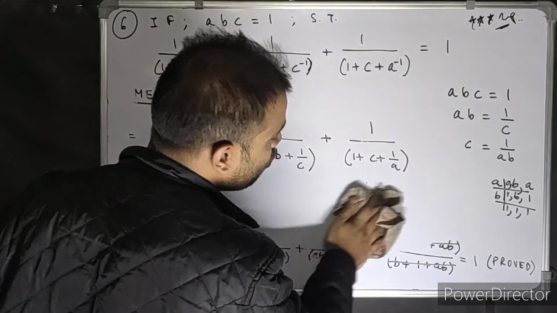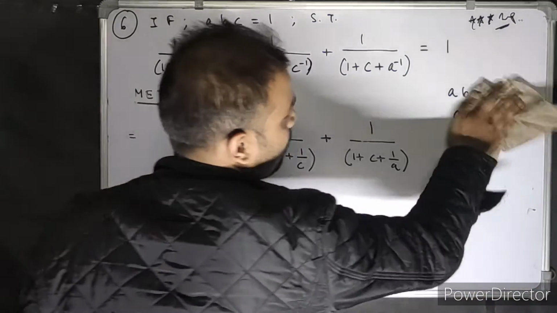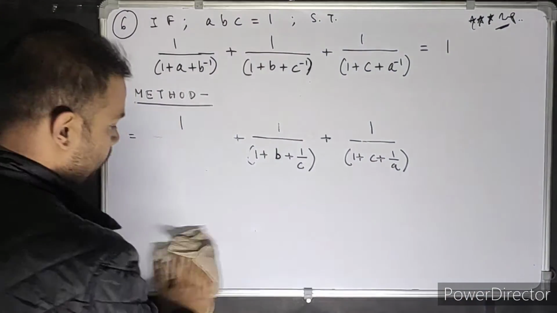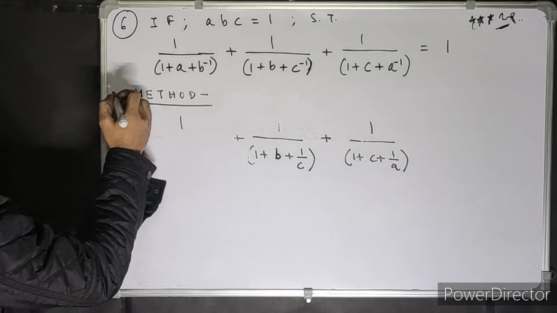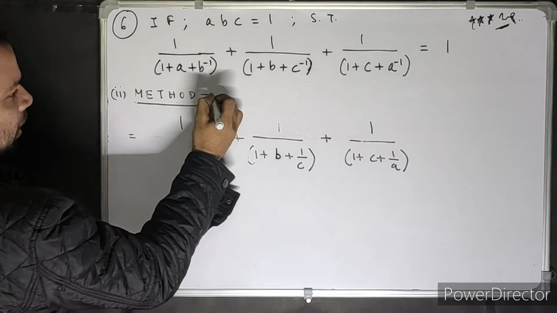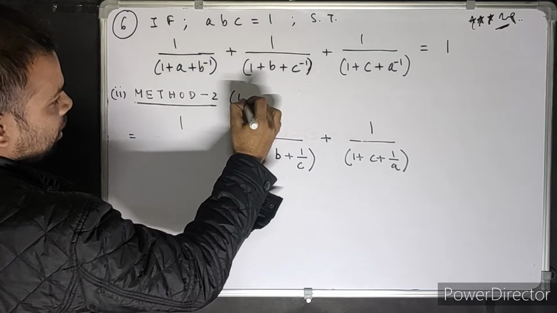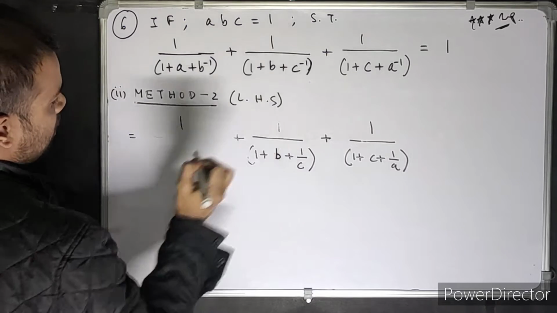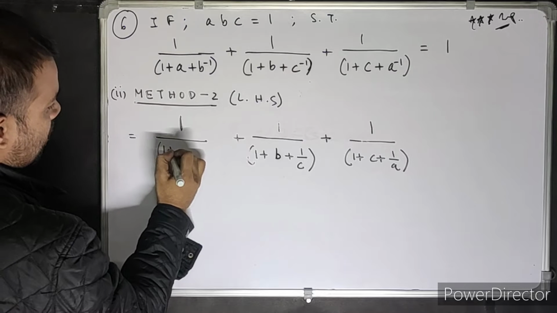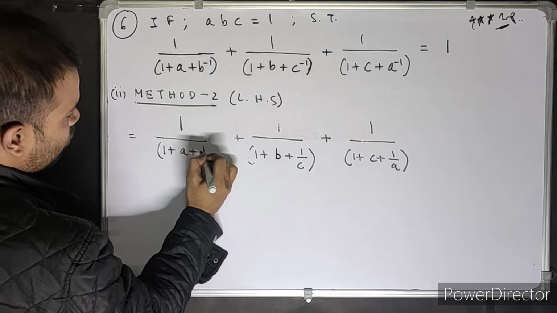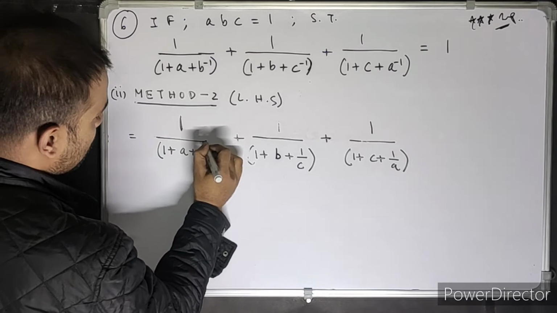I need the question. You do it on a fresh page, please. I don't need this also. I just need the question. Method 2, part 2. Method 2. I need the left hand side, and this is the left hand side, 1 by 1 plus A plus 1 by B. Okay.